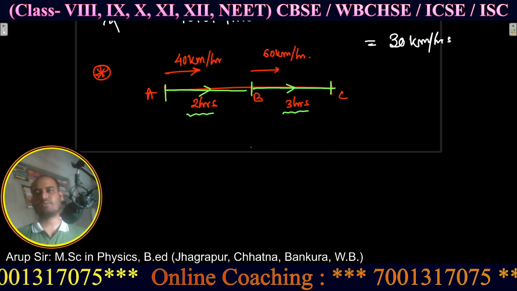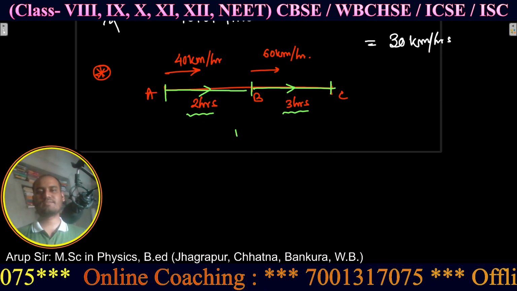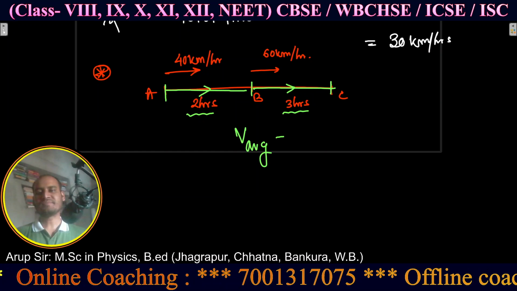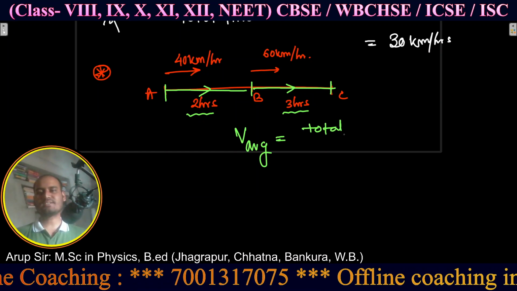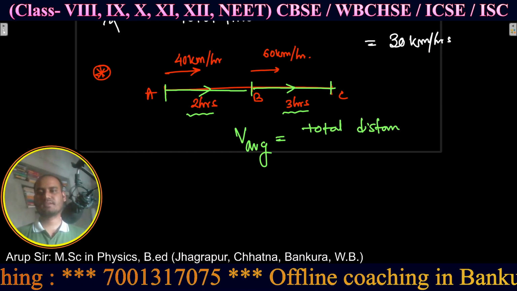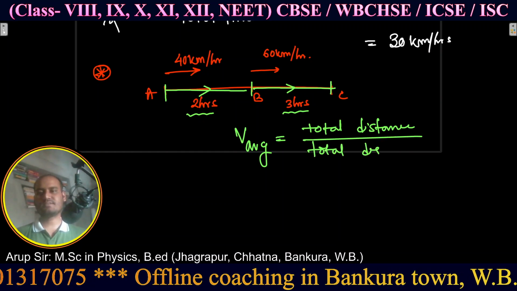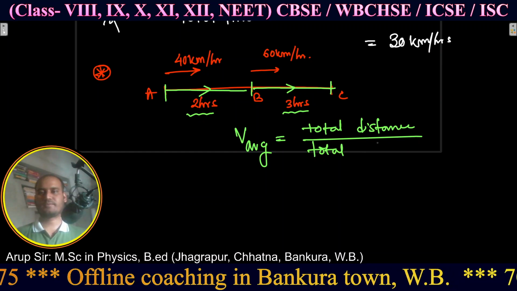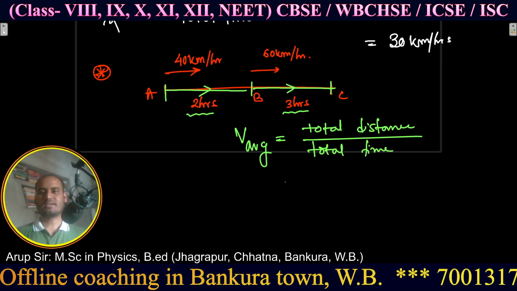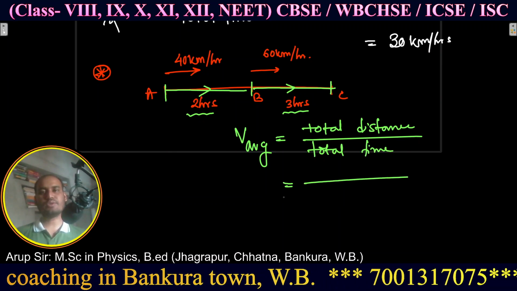How can we calculate it? So what is the formula for average speed? V average is equal to total distance divided by total time. This is the formula: total distance by total time.